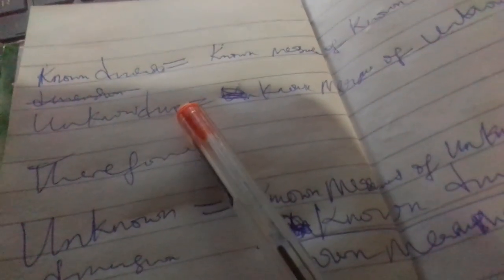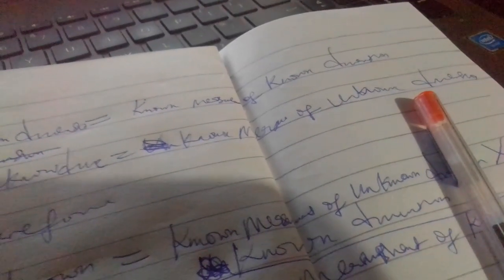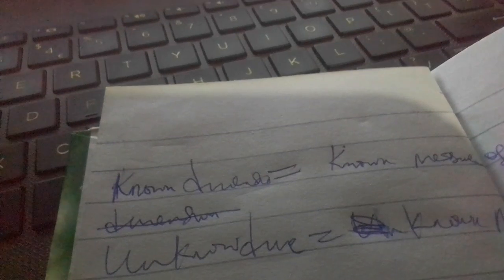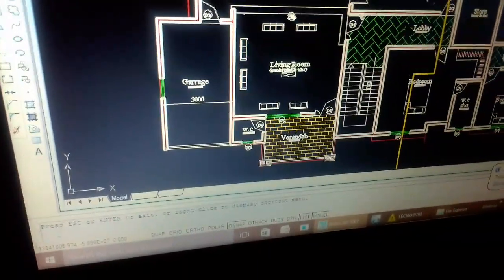Now, what is known dimension here? Unknown dimension means the dimension we are unable to get. Unknown dimension is equal to known measurement of unknown dimension. What it's trying to say is, unknown dimension means this is the unknown dimension. Let's say I'm trying to get the dimension of this living room.